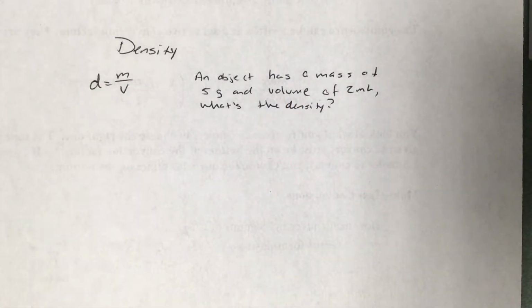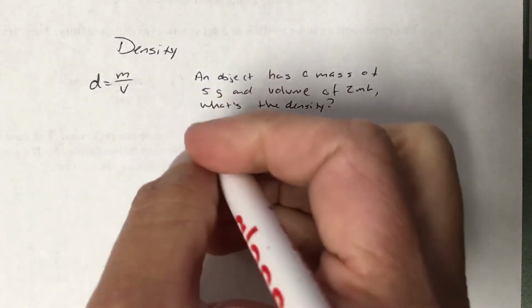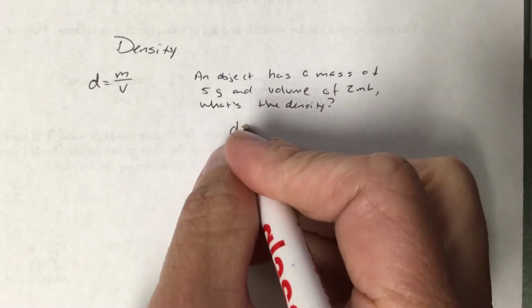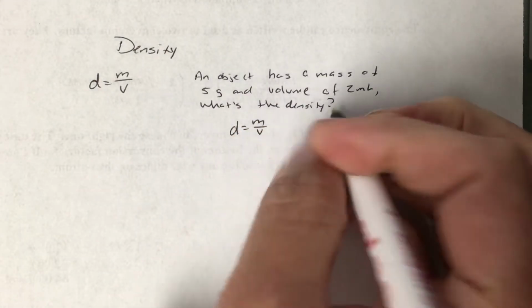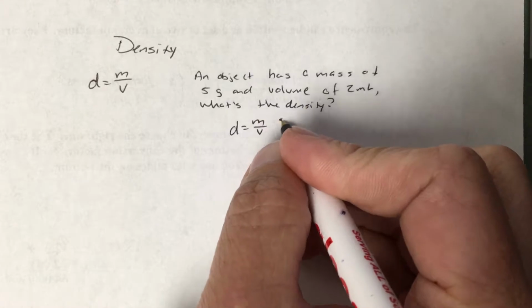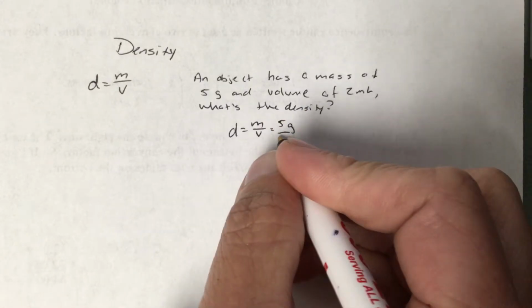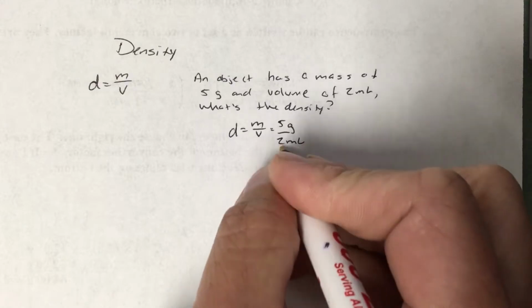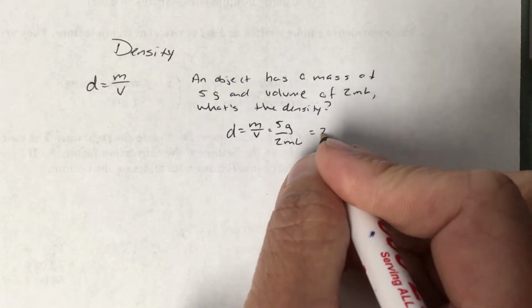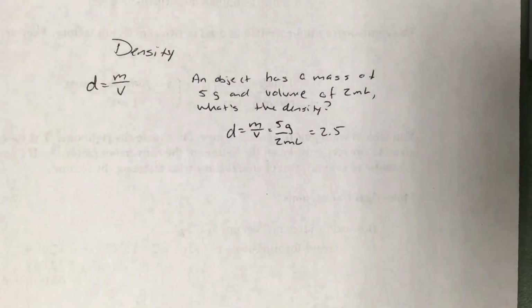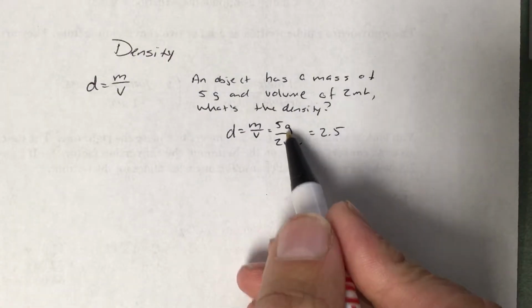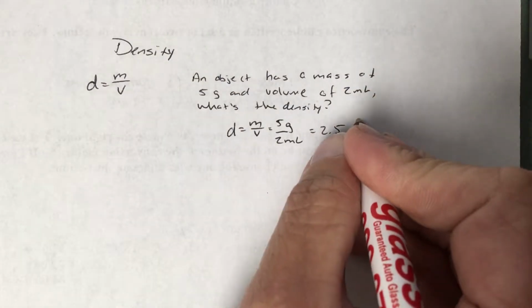Now, in a problem like this, it's just a simple plug and chug. There's not much more that you have to do here but put the things in the right place. So density equals mass over volume. We have a mass of 5 grams. We have a volume of 2 milliliters. It's 5 divided by 2. It's 2.5. The unit would be what you see here, grams over milliliters.